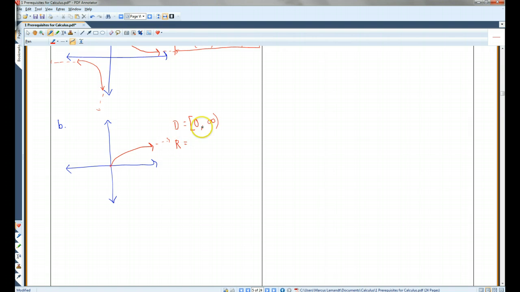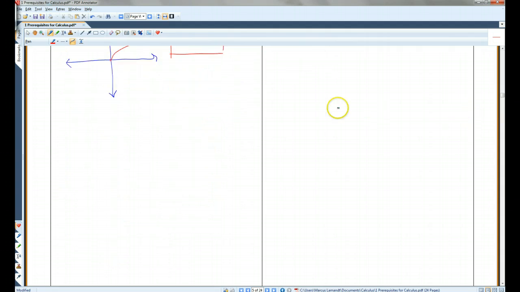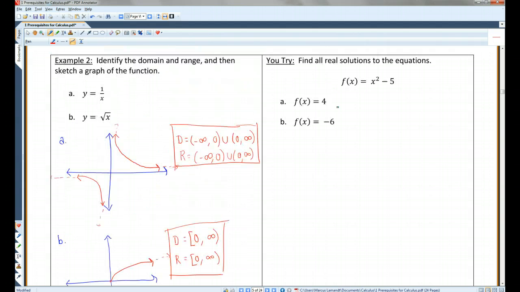Now the range looks similar. The range is the y values. From negative infinity all the way to 0, there's nothing, and then at 0, it starts. Now this does not level out. If you look at the graph, it actually just continues going up and up and up forever. So this also goes from 0 to infinity. Okay. Alright. You guys go ahead and try this one.